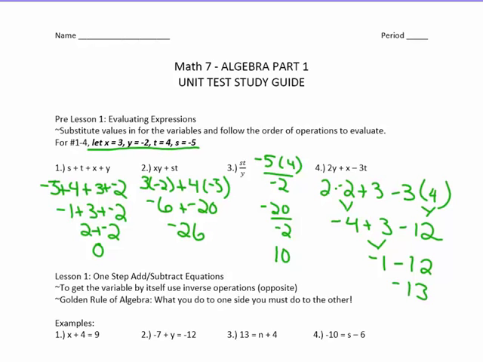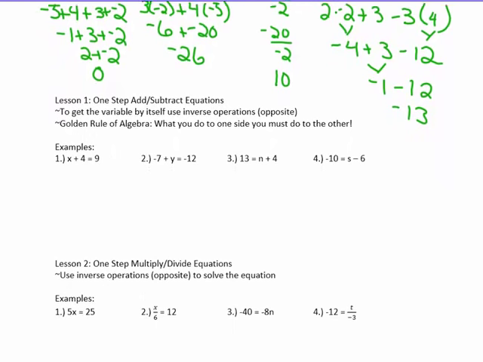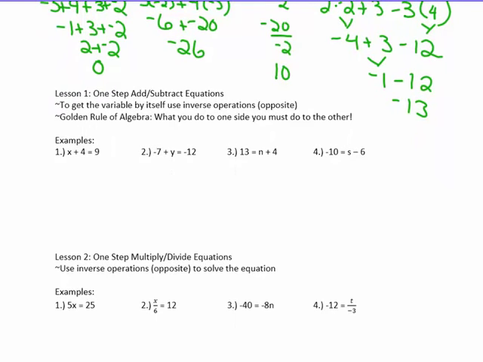All right. Now we have our one-step adding and subtracting equations. To get the variable by itself, use inverse operations, the golden rule of algebra. What you do to one side, you must do to the other. So here's my variable. I have to cancel adding 4, so I'm going to subtract, show it on both sides. These cancel. We're left with 5.